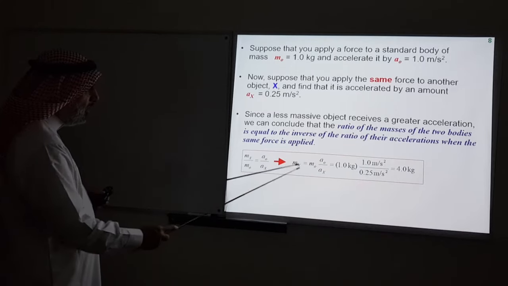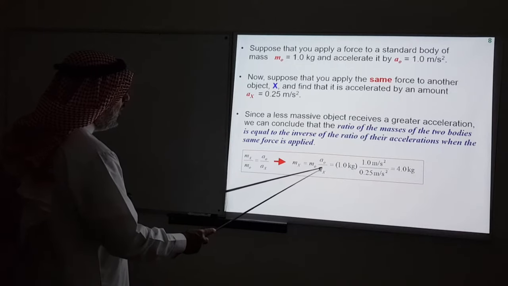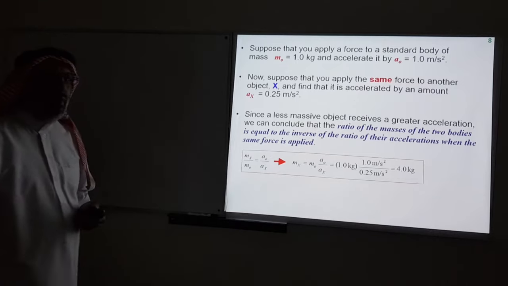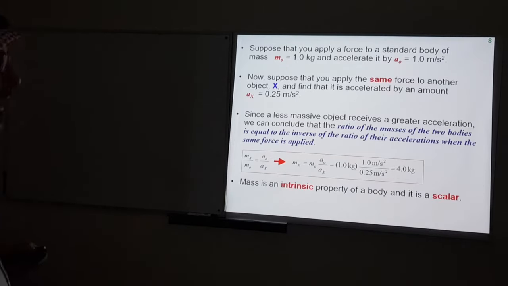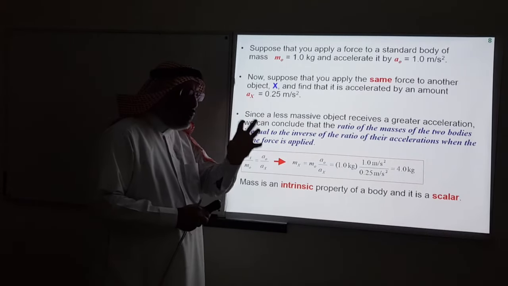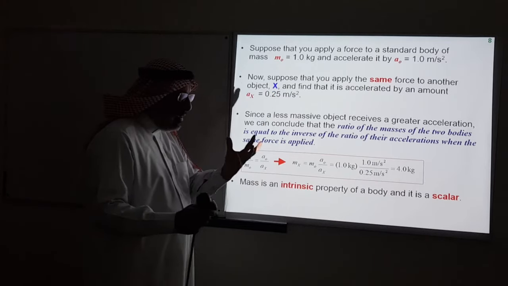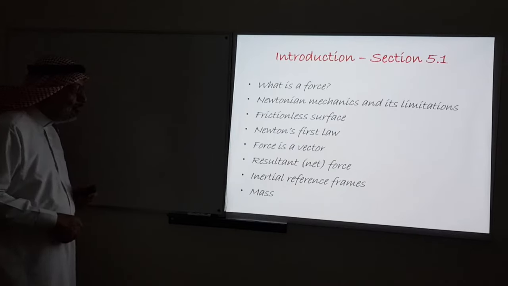Okay, bring m0 here. m0 is 1 kilogram, 1 meter per second squared. We found that to be 0.25, so that will give us a mass of 4 kilograms. Mass is an intrinsic property of the body. That means it belongs to the object. It is not affected by its surroundings. Okay, an intrinsic property of a body, and it is a scalar.